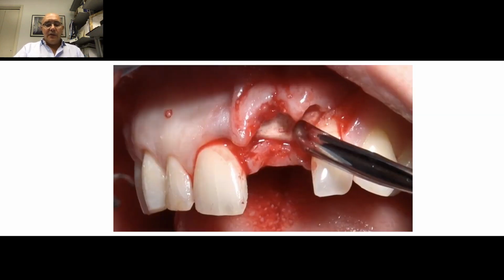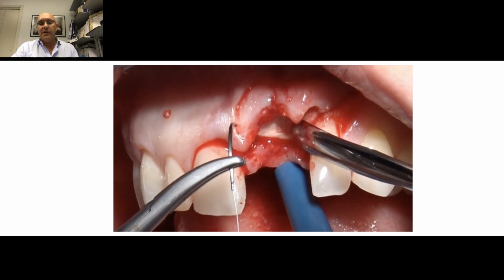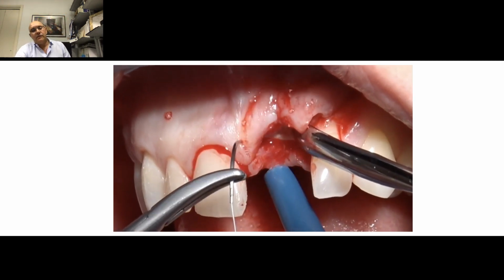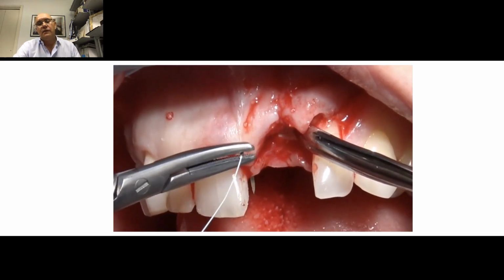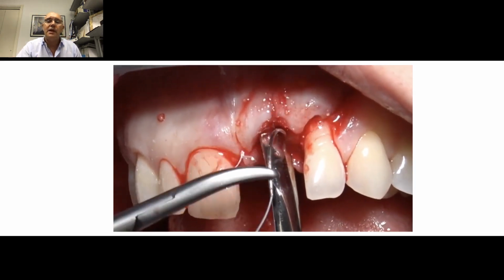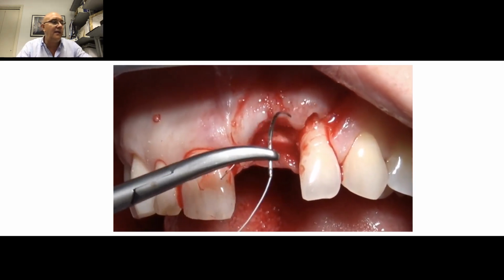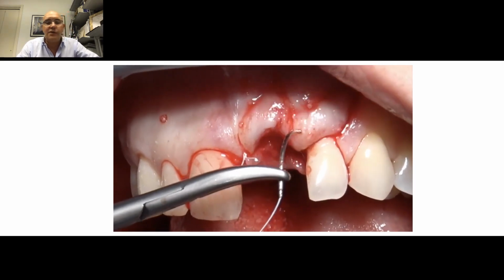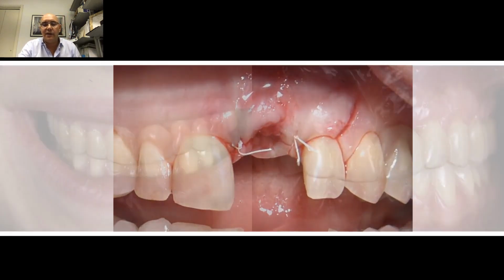At the end of the procedure, possibly we keep the lamina down with the periosteal elevator, and we suture the two papillas to the medial and the distal. So we keep the lamina pushed down against the bone and basically on top of the bone graft. So it's a very easy procedure. If you learn to do it, it really works very, very well.